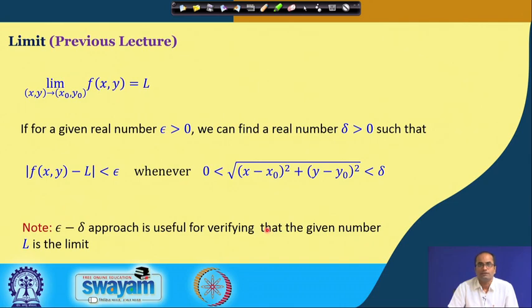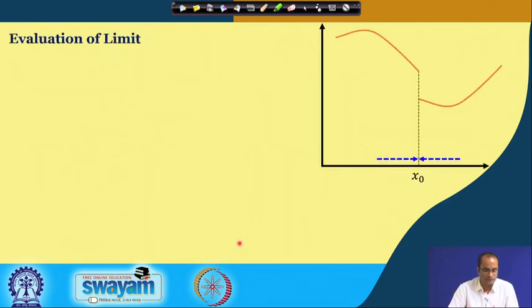And we have seen that this approach is useful in verifying that the given number L is the limit, but we have to guess what the limit L is. So, in today's lecture we will look at more practical issues, that is, how to get this number L, and the epsilon delta approach may be used to verify that this given number is L.